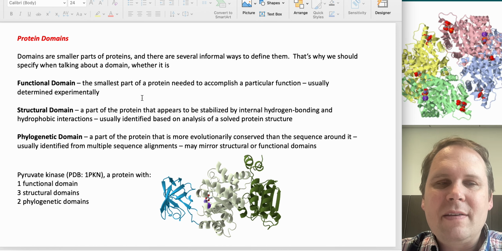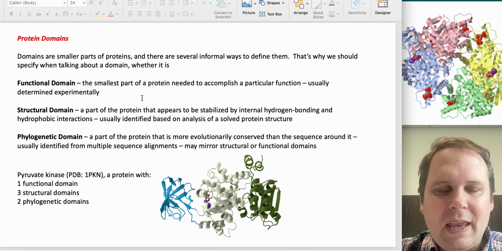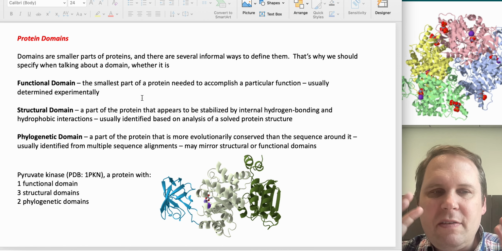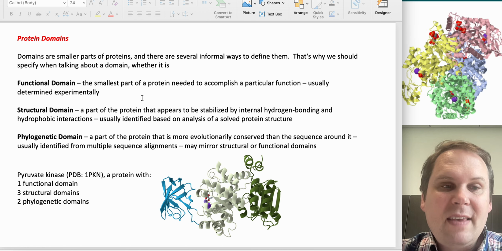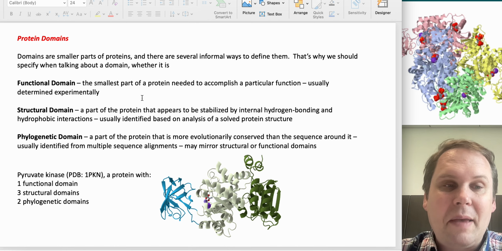So there are different ways to define a domain. You can define it as a functional domain, which means kind of the minimum amount of protein that'll actually do a job. If it's an enzyme, this is like the smallest version of that enzyme that still does the enzyme thing. Yeah.